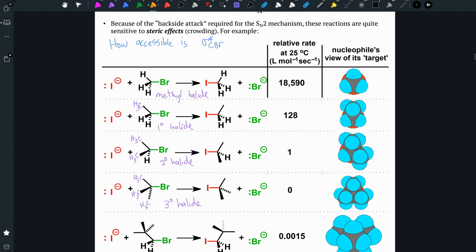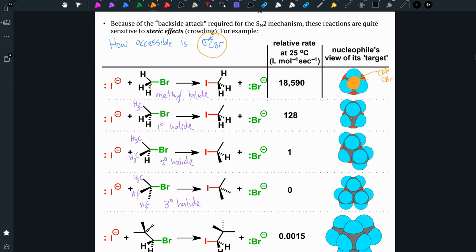So I'm going to use orange to represent sigma star. In the case of the methyl halide, this is on the right, we have the view of the target. View meaning we're sort of personifying the nucleophile and saying, what does it see as it approaches sigma star? So that red atom on the other side, that would be your bromine atom bonded to the CH3 group. In the case of the methyl halide, sigma star is this big orange target here, which is very easy to get at.